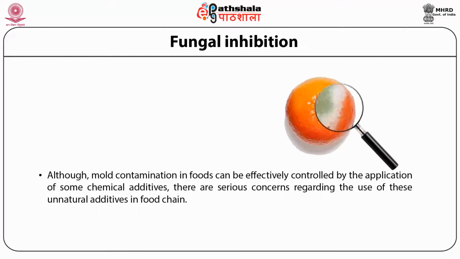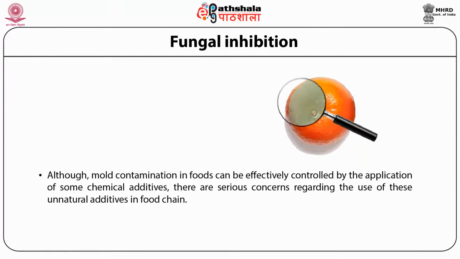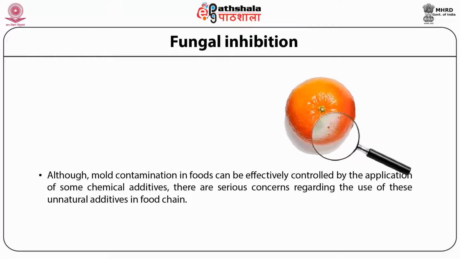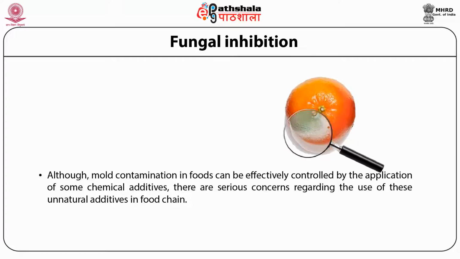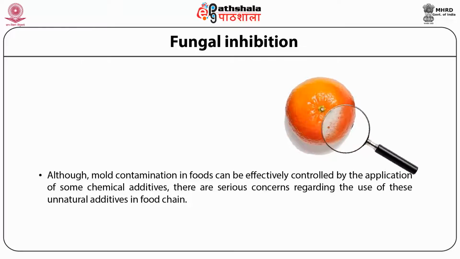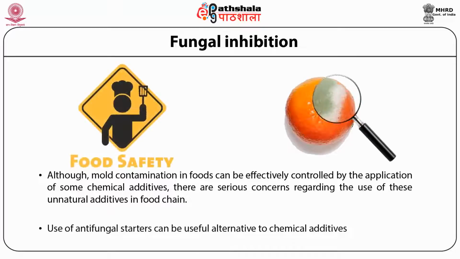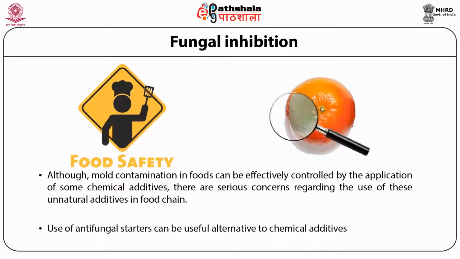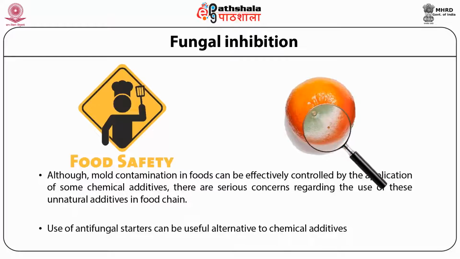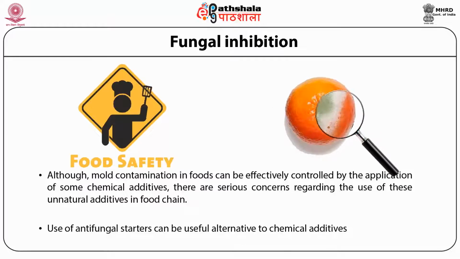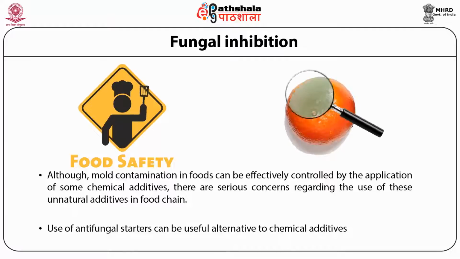Although mold contamination is controlled by application of some chemical additives, there are serious concerns regarding the use of these unnatural additives in the food chain, as many of the chemical preservatives are not allowed by the regulatory authorities. As a result, there is growing interest in using natural fungal protecting cultures, that means cultures which can control fungal spoilage or even the fungal species by producing certain metabolites.